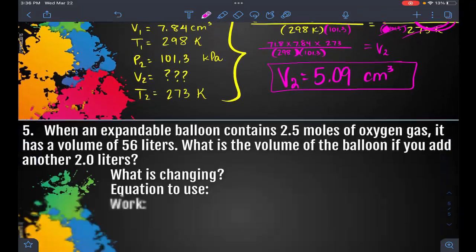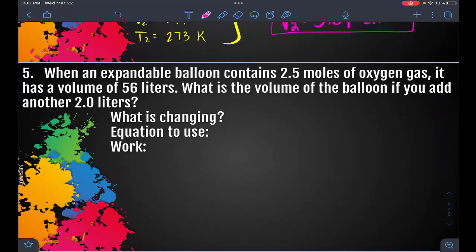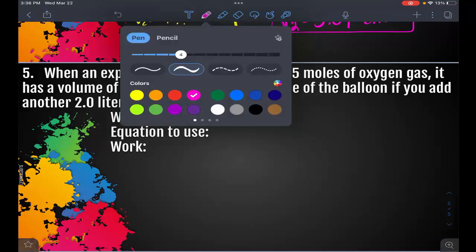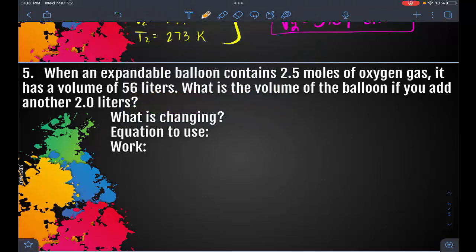All right, one more of the combined gas law. When an expandable balloon contains 2.5 moles of oxygen gas, it has a volume of 56 liters. What is the volume of the balloon if you add another 2 liters? Now, notice that it said you added some. It didn't just say it ended with 2. You added some. So let's think through what's changing.